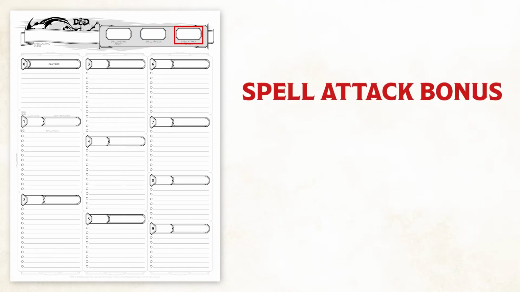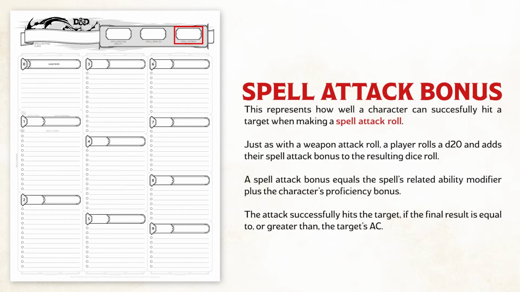Spell attack bonus. This represents how well a character can successfully hit a target when making a spell attack roll. Just as with a weapon attack roll, a player rolls a d20 and adds their spell attack bonus to the resulting dice roll. A spell attack bonus equals the spell's related ability modifier plus the character's proficiency bonus. The attack successfully hits the target if the final result is equal to or greater than the target's AC.